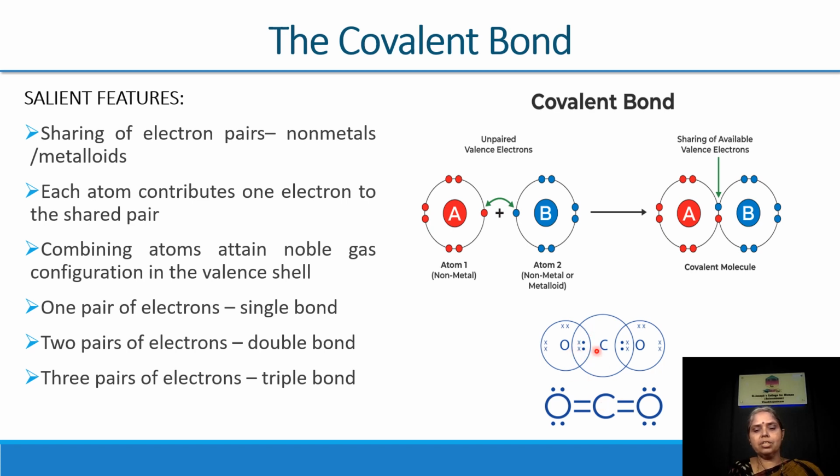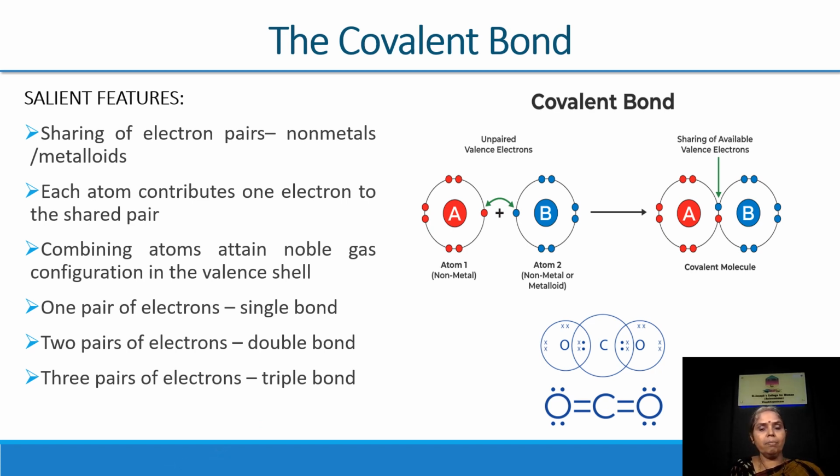Double bond means two pairs of electrons. That is why between carbon and oxygen you can see four dots. Four dots means two pairs of electrons. Similarly, between this carbon and oxygen also you have four dots, meaning two pairs of electrons are shared between the two bonded atoms. So, what have we learnt?